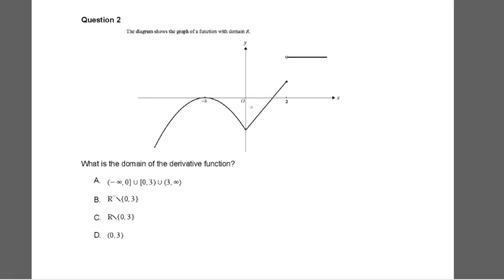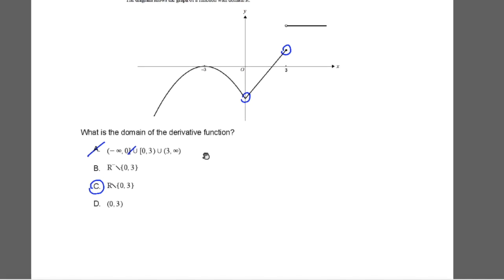Alright, let's see, so negative infinity to 0, that works, but we're not including the point 0, so it can't be that, because that's a square bracket. It is going to be all real numbers, but we can't differentiate it here, and we can't differentiate it here, so it's all real numbers, not including 0 and 3. So let's see.